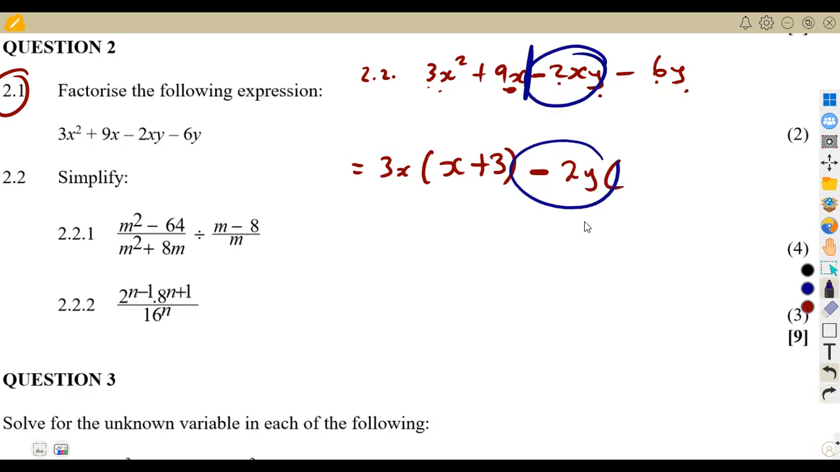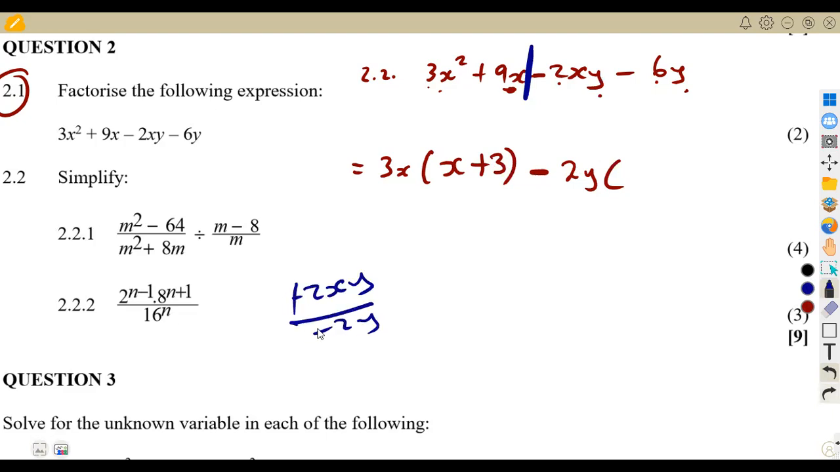Minus 2xy divided by minus 2y, what are we going to have? Minus 2xy over minus 2y, like this. Negative and negative will cancel. 2 and 2 will cancel. y and y will cancel. You remain with x. So that means here we are going to remain with x.